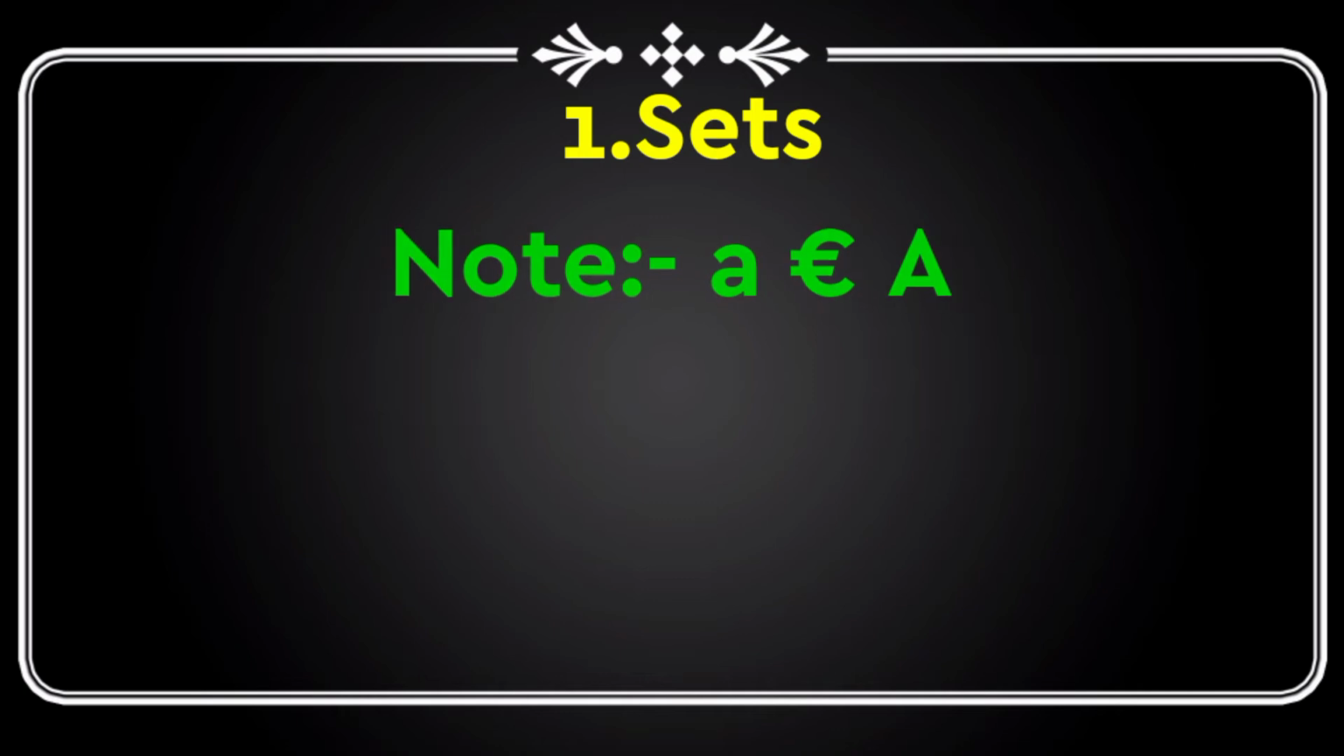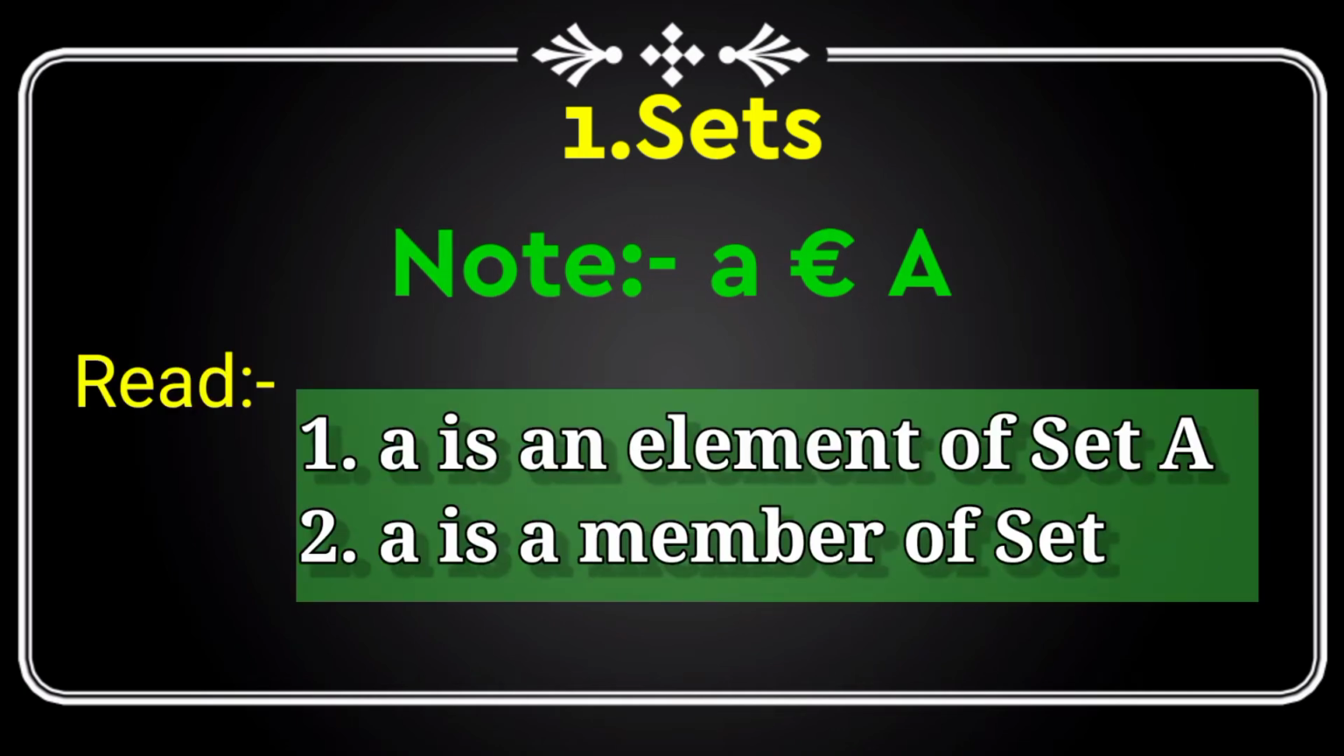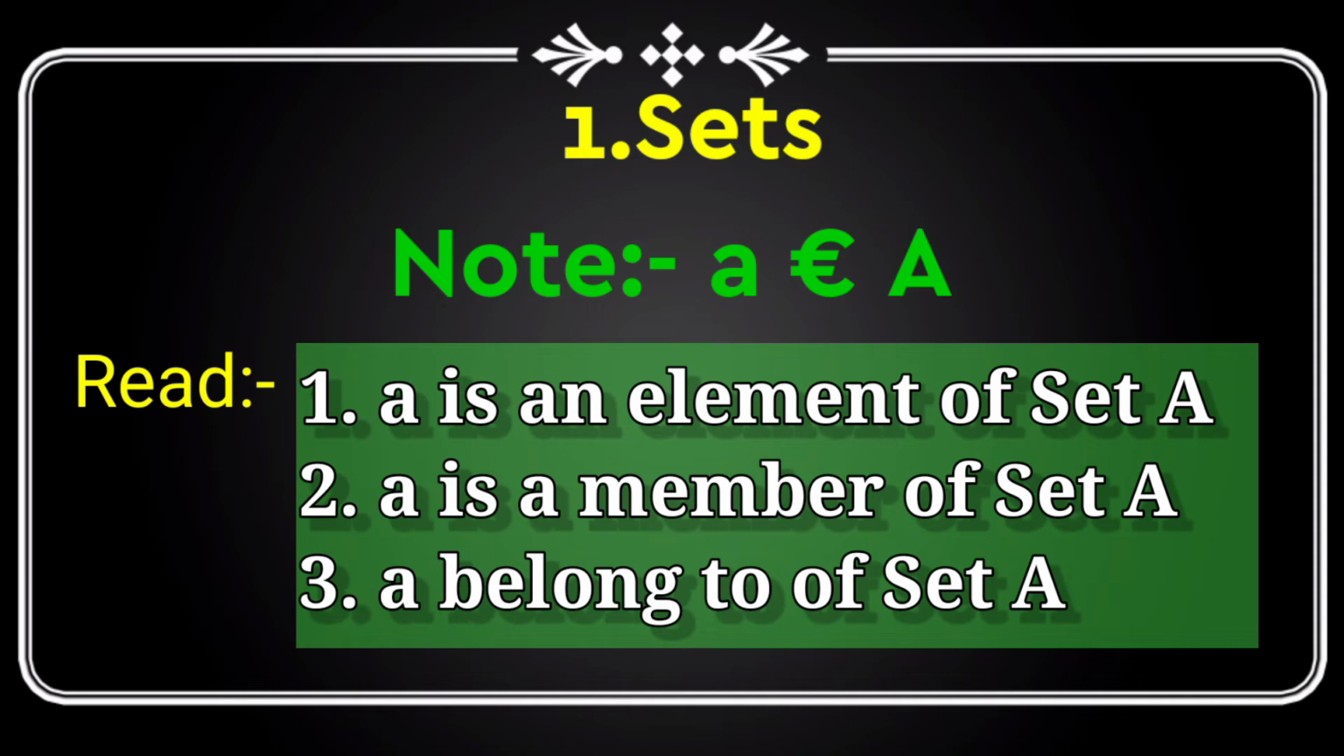a belongs to A. Read it first as: a is an element of set A. Second, a is a member of set A. Third, a belongs to set A. Write any one in your notebook and take a screenshot.